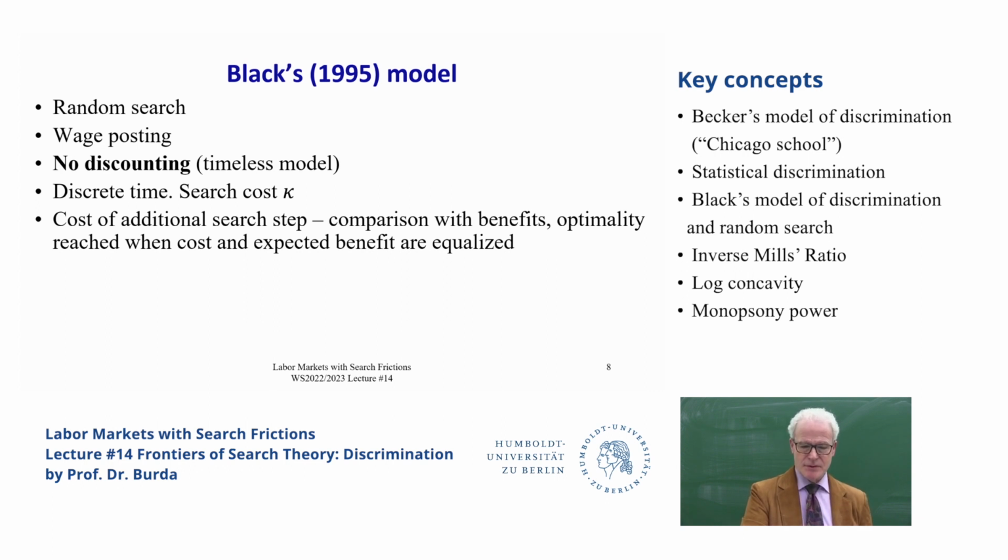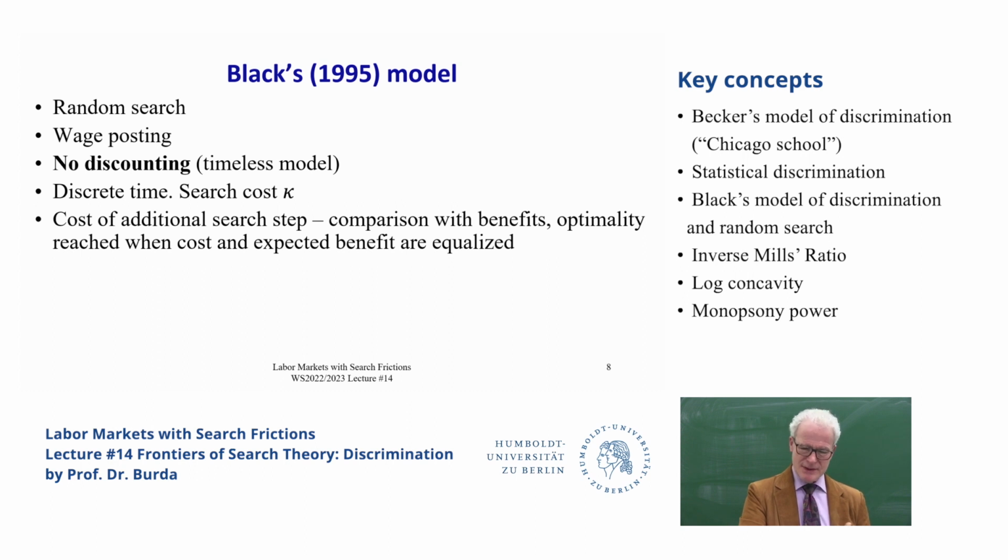So every time you do another search step, you have to pay kappa, and you basically say, okay, is the draw that I get, again, you might not get anything if you're a B person, but an A person would get a draw every time it pays kappa, and then it would compare the expected benefits of rejecting and going on against the cost of paying kappa and doing it again.